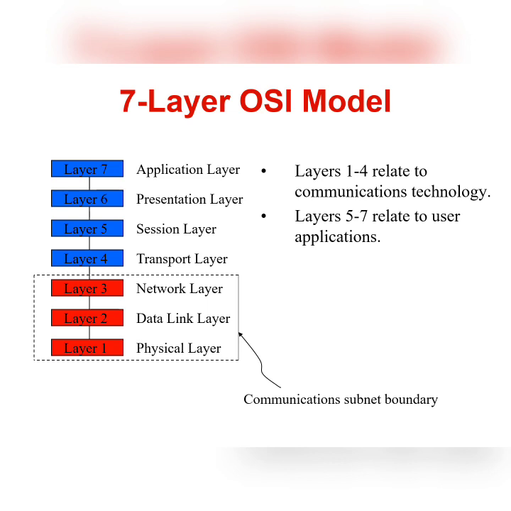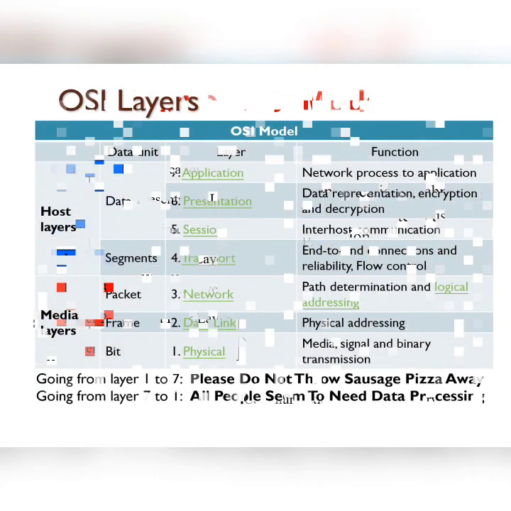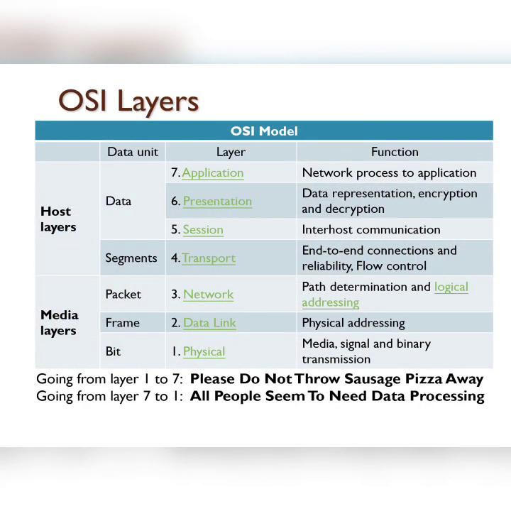As far as the OSI model is concerned, the order of layers is very important, and we should not change the order of the layers. It is a very important question for your examination also. So the order of the layers is very important. Okay, how to remember these layers? I'll provide you a shortcut now.